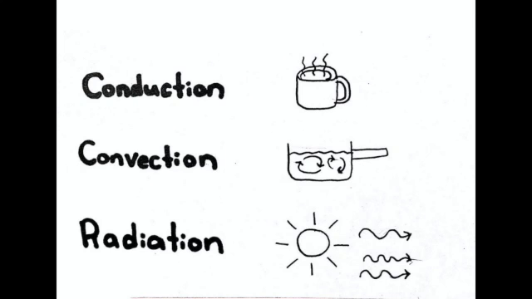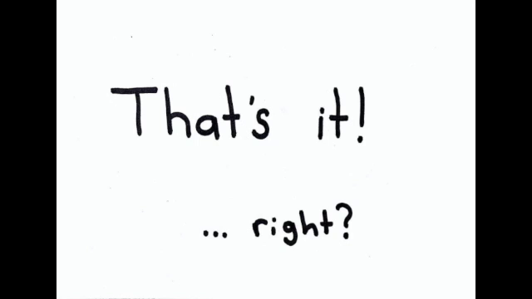Convection is the transfer of heat through movement of fluids like boiling water in a pot. And finally, radiation occurs when electromagnetic waves are emitted and absorbed, like heat from the sun. These three methods of heat transfer were decidedly the only ways that thermal energy could be transported.